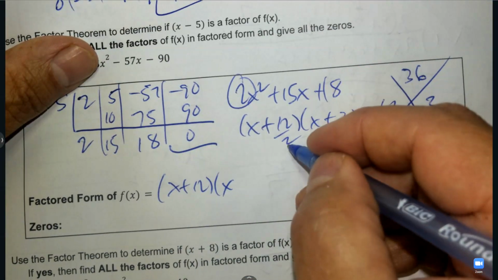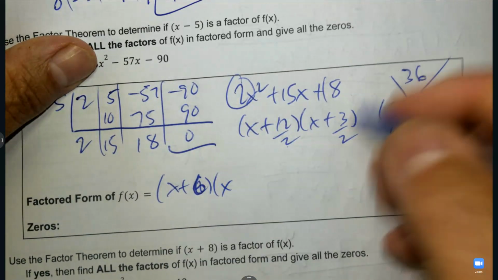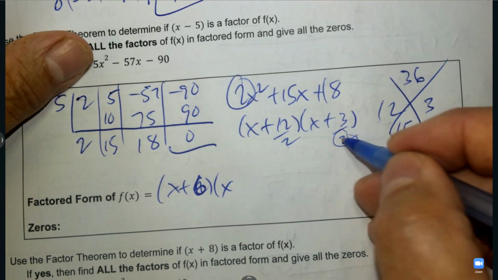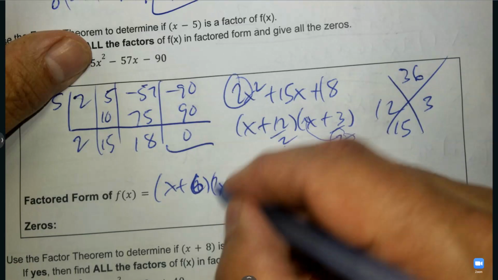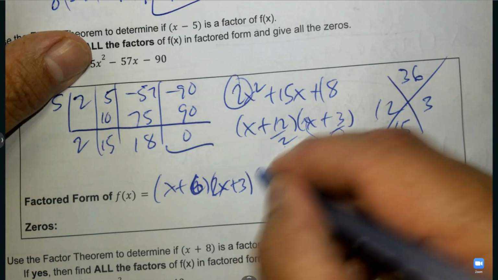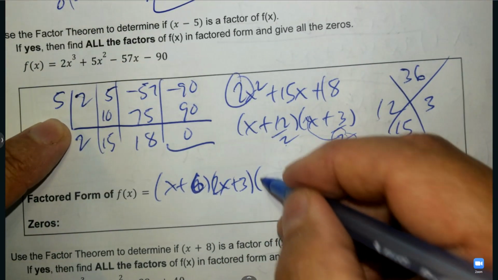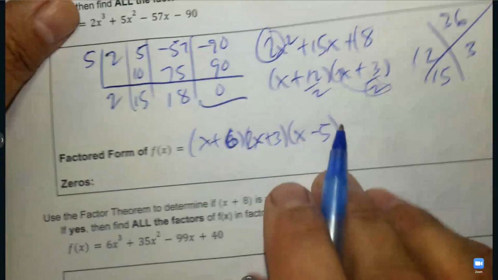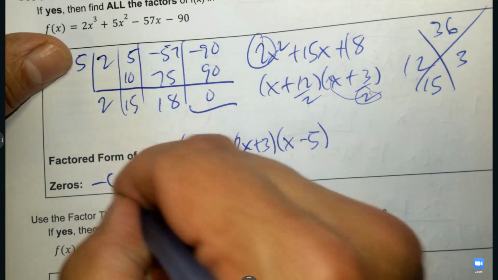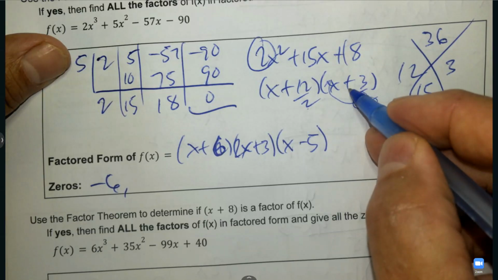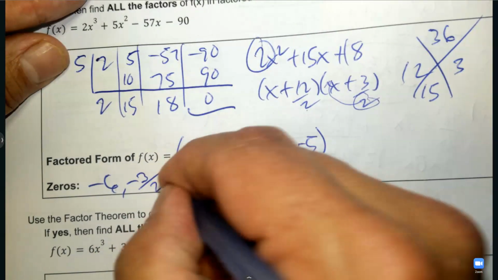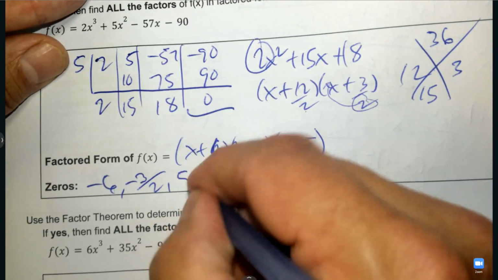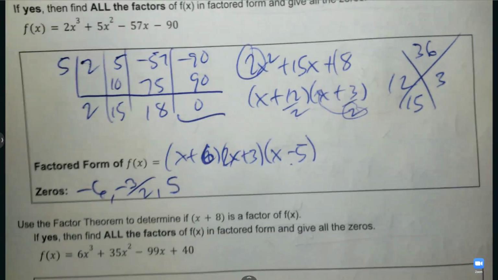So 12 divided by 2 is x plus 6. 3 divided by 2 is a fraction, so slide the 2 in front. That's 2x plus 3. And then 5, the opposite number is the factor. Then the opposite numbers are the zeros. So that's negative 6. From here, the opposite number is negative 3 over 2. And the opposite number is 5. Let's try it again.